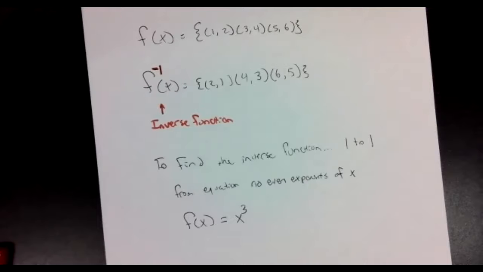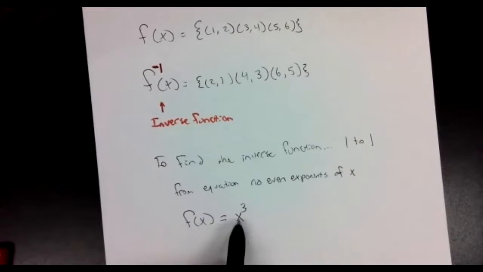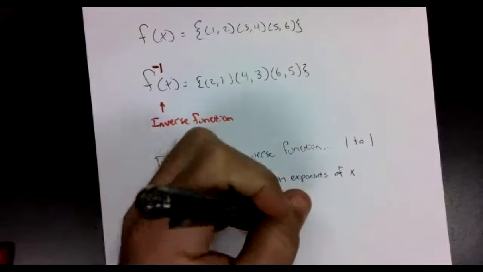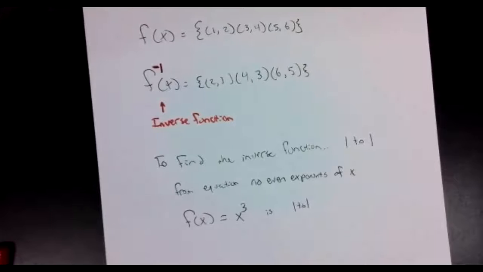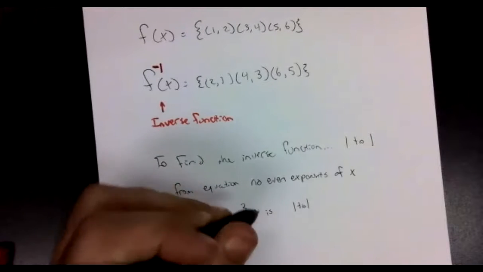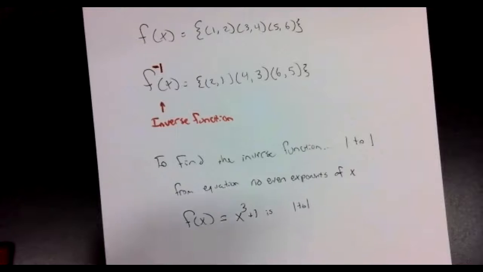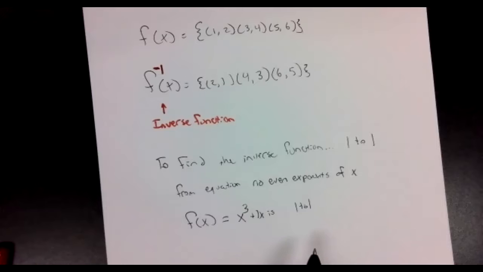Got it. Okay. So again, f of x equals x to the third. This is 1-to-1. So we could find the inverse, and I'll talk about how to find the inverse here in just a second. But just saying that it is 1-to-1 means we can find the inverse. And same thing, if I said x to the third plus 1, or x to the third plus 1x, these are all 1-to-1, and you can therefore find the inverse.